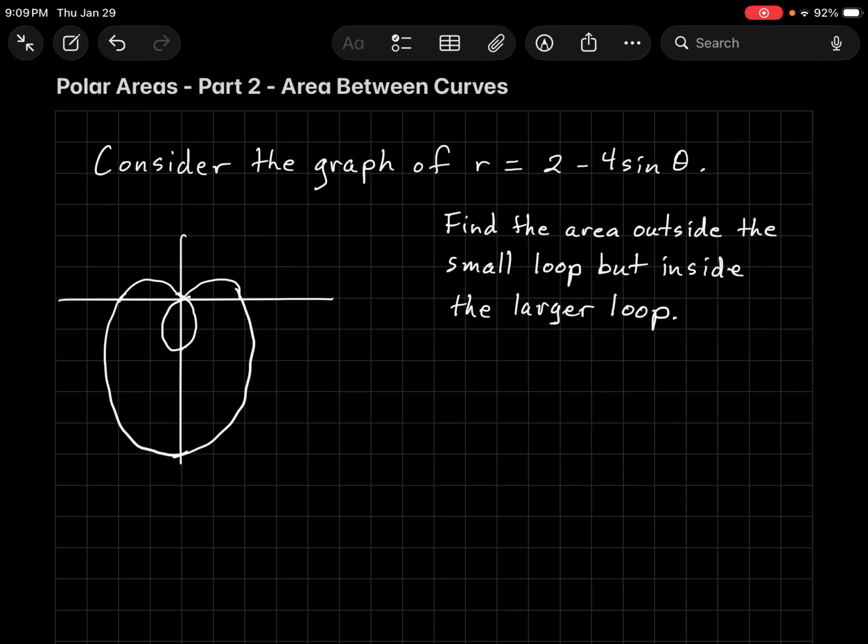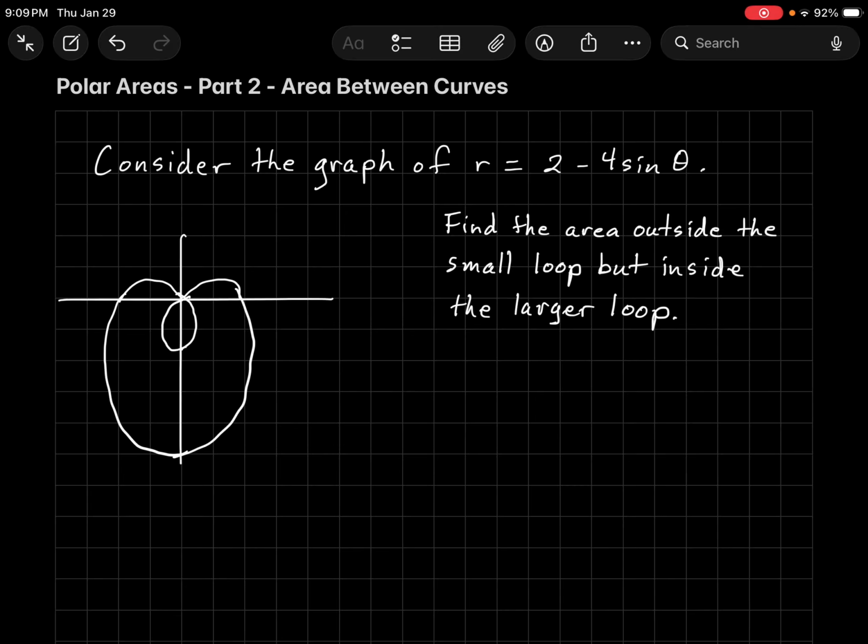Polar areas, part 2, area between curves. Consider the graph r equals 2 minus 4 sine theta. I have drawn it for you on the left.